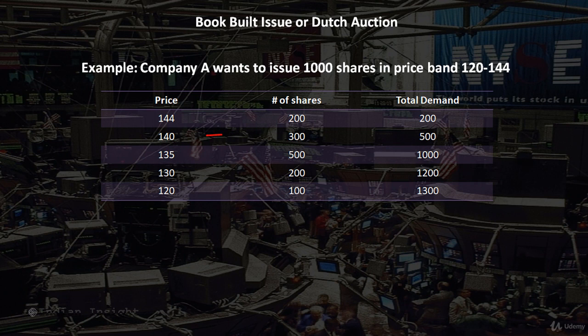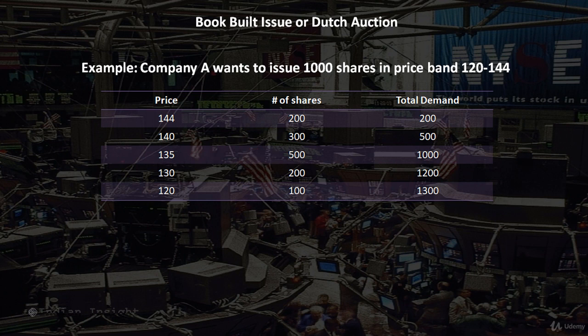Hence, it will look at the next bid at 140 and allot 300 shares. After both these allocations, 500 shares are still left. So the company will look at the next bid. Here it will allot another 500 shares. So now the company has allotted all of its 1000 shares.